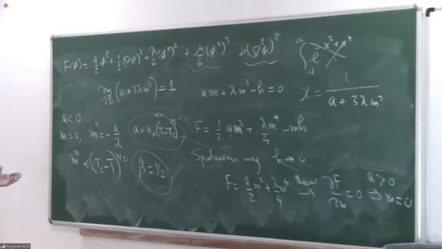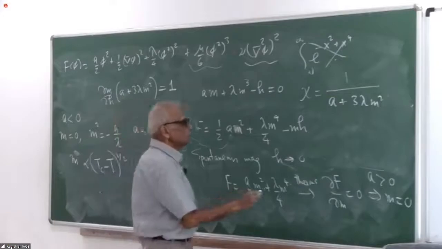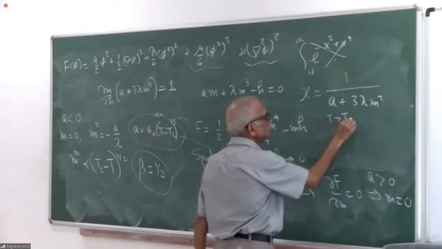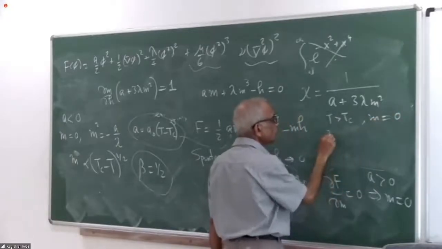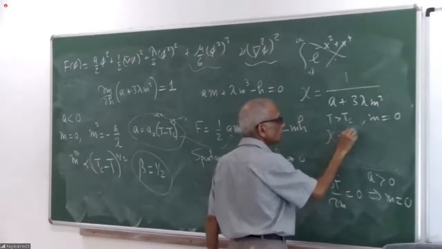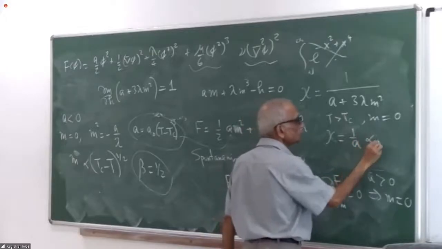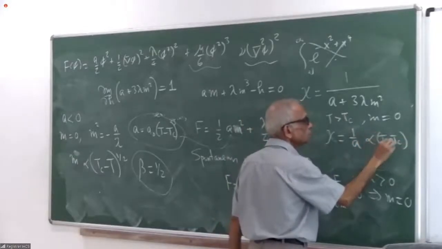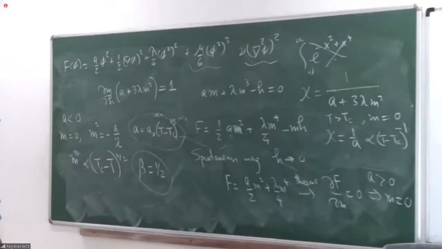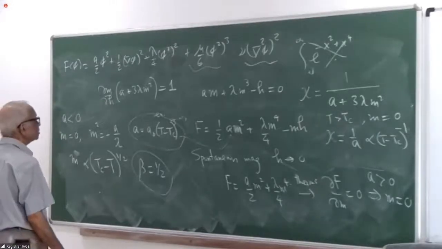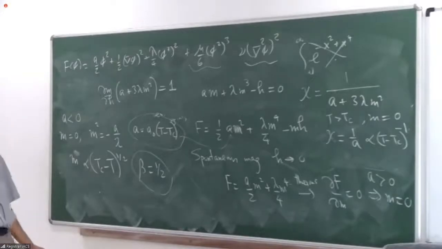If I'm above Tc, so T greater than Tc, m is equal to 0 and chi is equal to 1 over a, proportional to (T minus Tc) to the power minus 1. So the susceptibility, as you come close to the critical point, diverges as (T minus Tc) to the power minus 1.